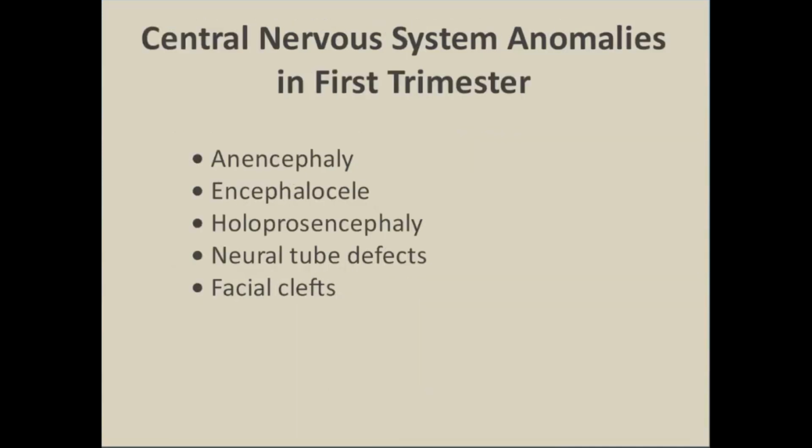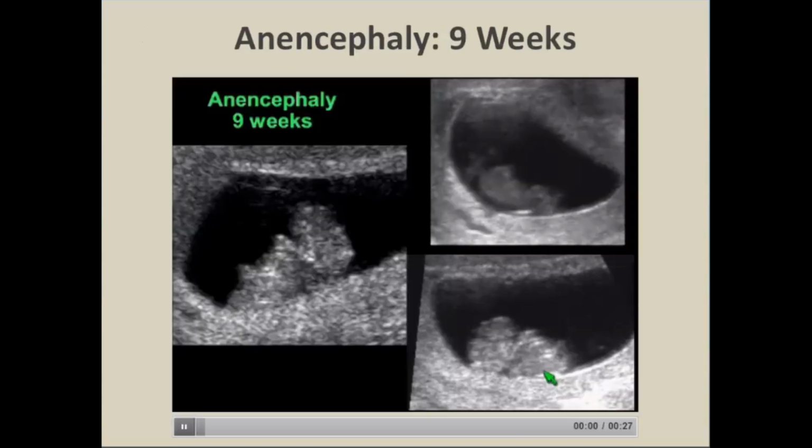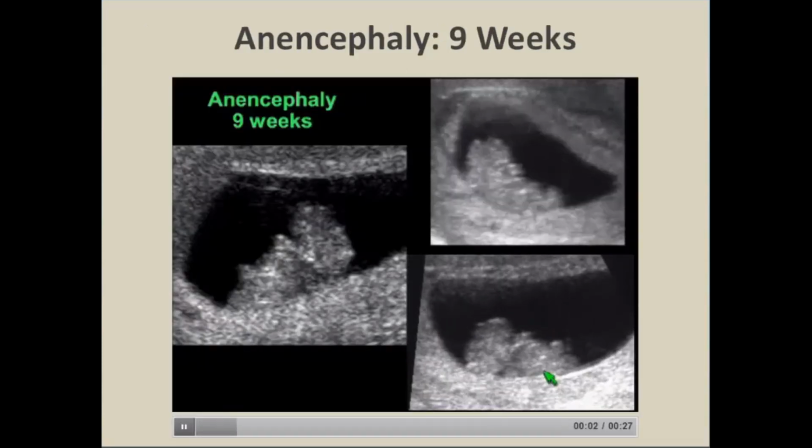So we'll start by talking about the central nervous system. The kinds of things we might see are anencephaly, encephaloceles that are large, holoprosencephaly, even sometimes some neural tube defects, and facial clefts. This is a 9-week fetus on a transvaginal scan.